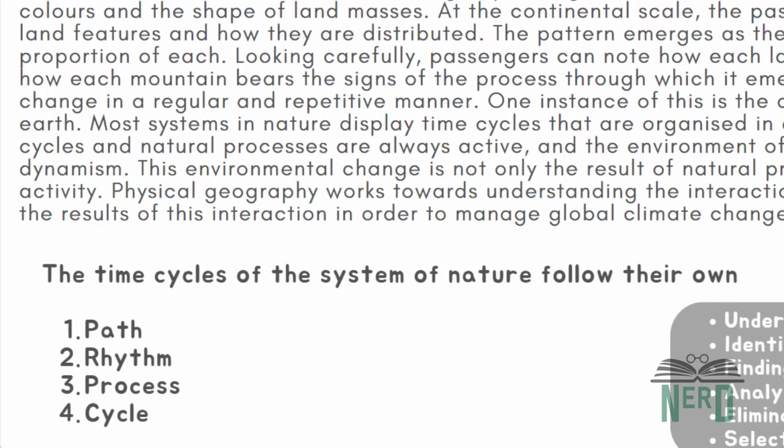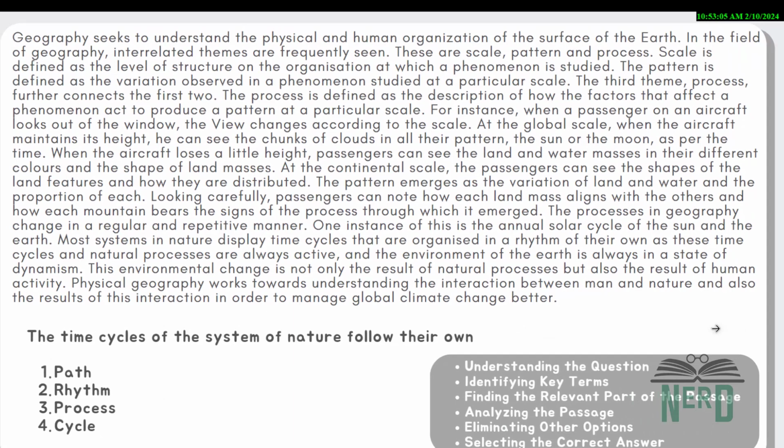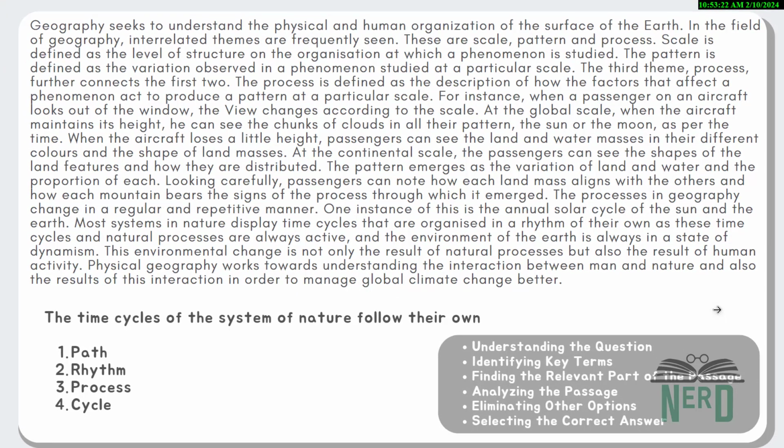So this means we are looking for a word that describes the pattern or manner in which this cycle operates, right? So the next step is identifying the key terms. When we read the question, we find the term "time cycles of the system of nature." So we have a clear picture that we're going to search for time cycles of systems of nature, which clues us into looking for a part of the passage that discusses natural cycles or rhythm, right?